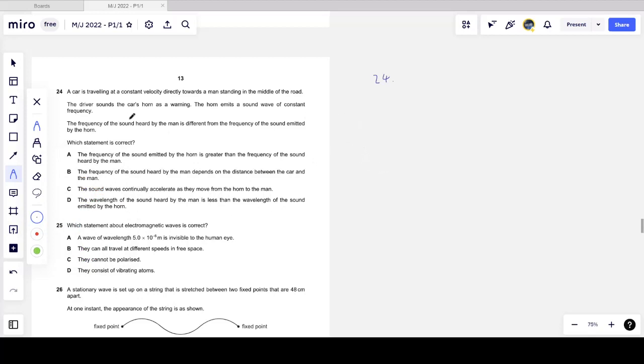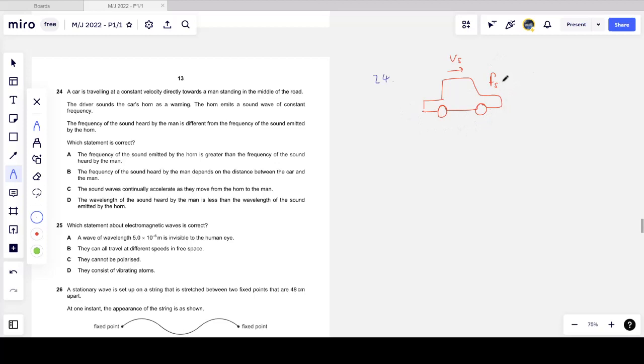Okay, so the car in this case is driving towards the man. So I'm going to again showcase my artistic skills, or lack of artistic skills. This is a car, believe it or not. It's moving, in this case, to the right with a speed Vs. It's a source, so we'll give it a subscript S. The frequency of the horn as heard by someone in the car is Fs.